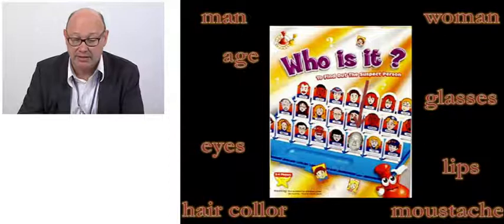Is it a man? Is it a woman? What's the age? How do the eyes look? Does he wear glasses? What about his lips? The color of the hair? Does he have a mustache? Well, if you find answers to these questions and you have this information, you can put all of it together and then you can find who the suspect person is, as you can see from this image.